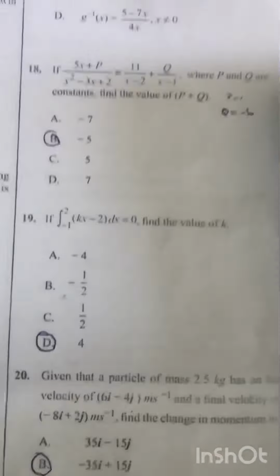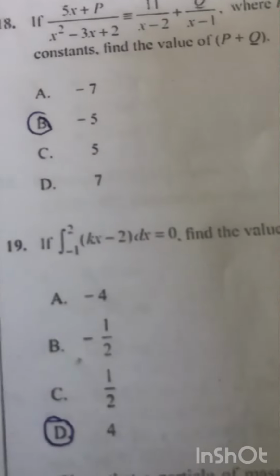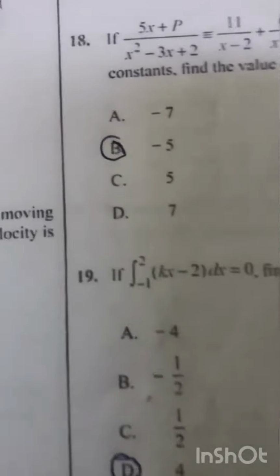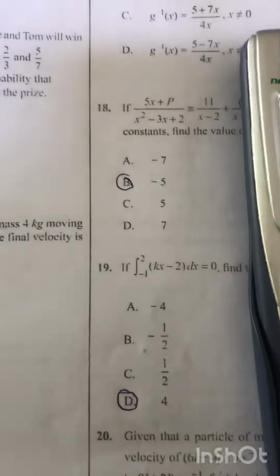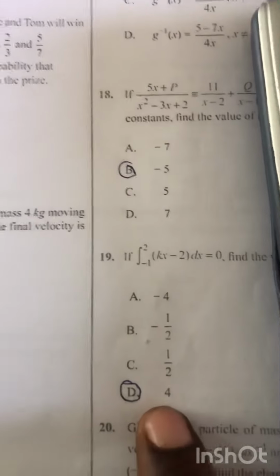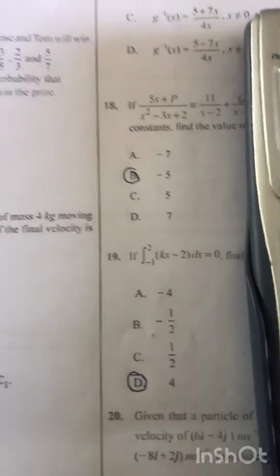We move on to question 19. Question 19 is an integration question. You are supposed to find the value of k if the integral of kx minus 2 with -1 and 2 as limits will be equal to 0. So this is very easy. You just interchange k with the options below. The one that will give you 0 is the right answer. So I press my integration sign and I press k. So the person chose 4, which is d. But I don't want to put 4 in now. Let us put -4 in and see whether you get 0.